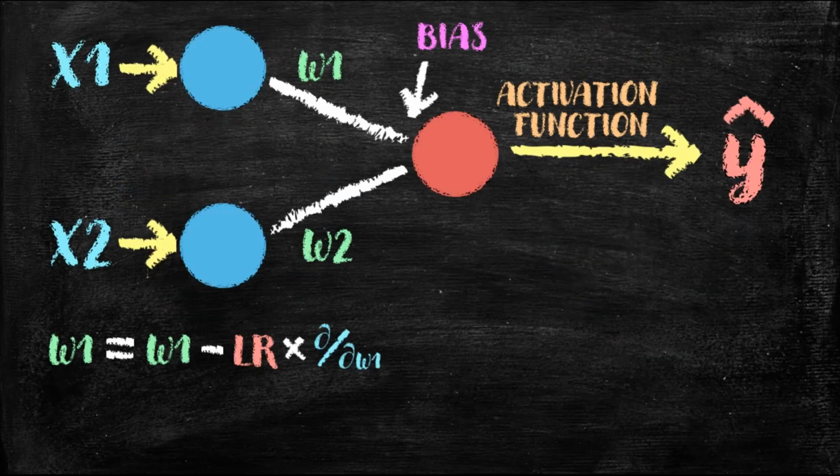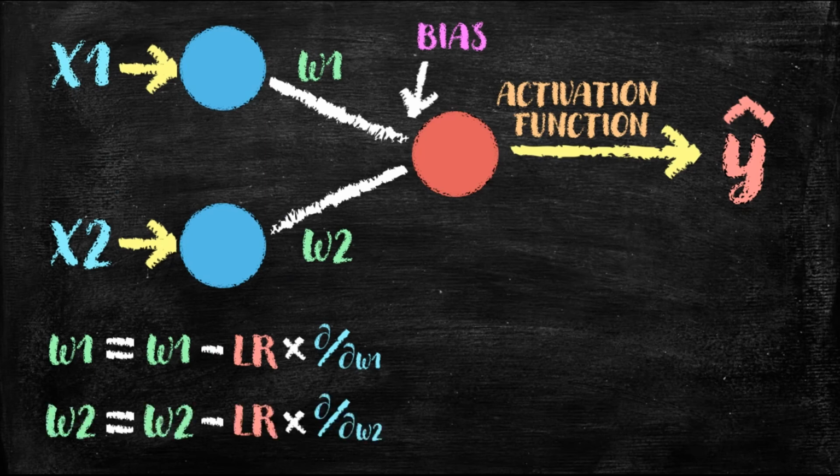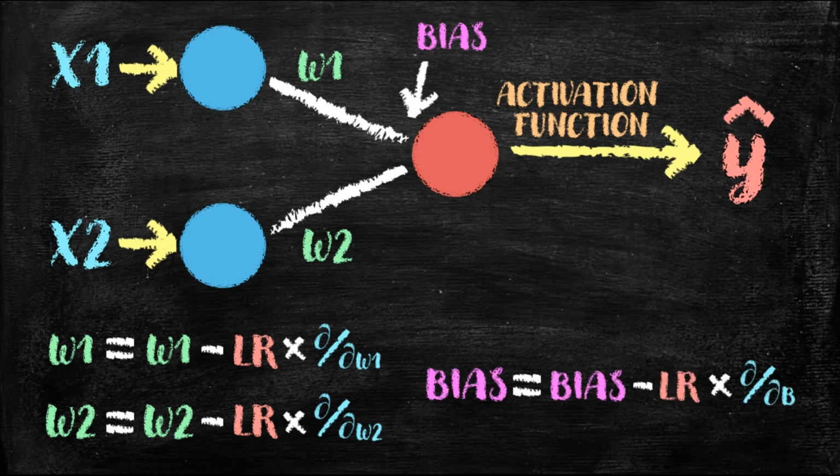Okay, so returning back to this, now we can update weight 2. Weight 2 is going to be the same equation: learning rate times the derivative with respect to weight 2. And bias is the same thing: bias minus the learning rate times the derivative with respect to the bias. And that's it. Now we've adjusted our weights, and that is all gradient descent is.